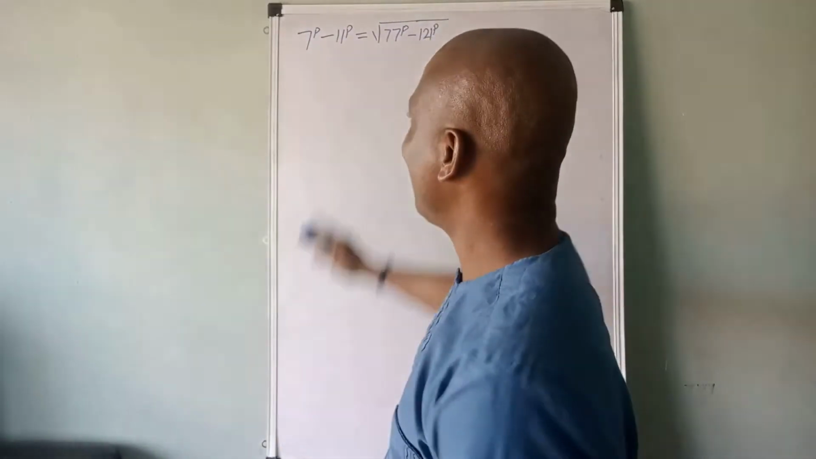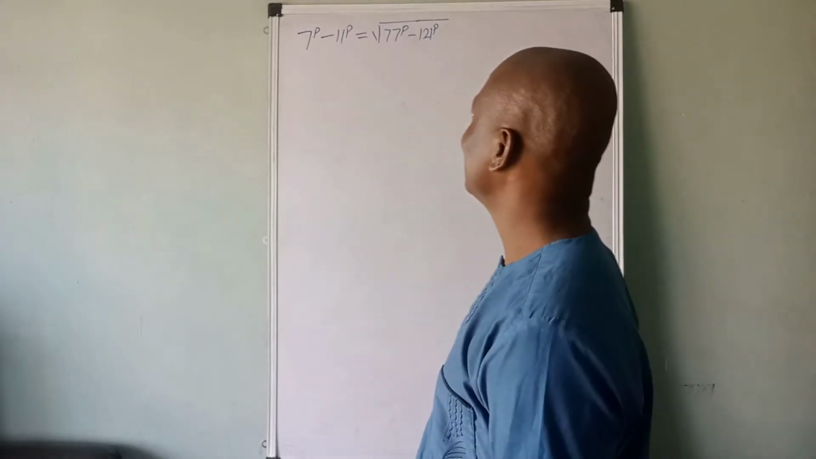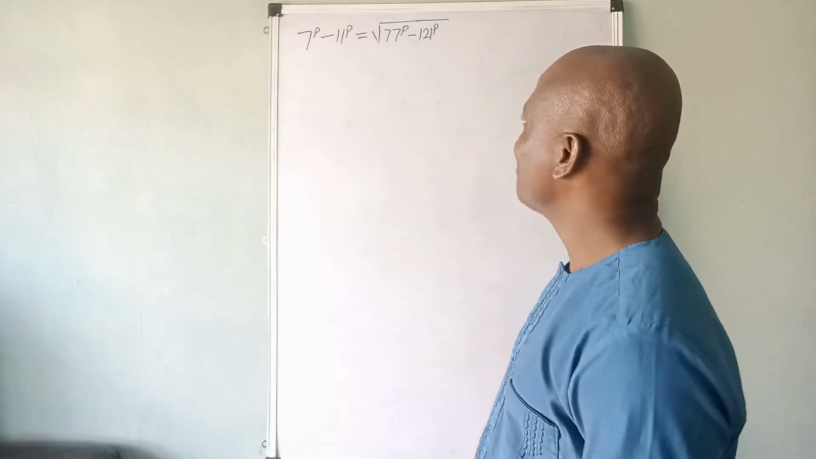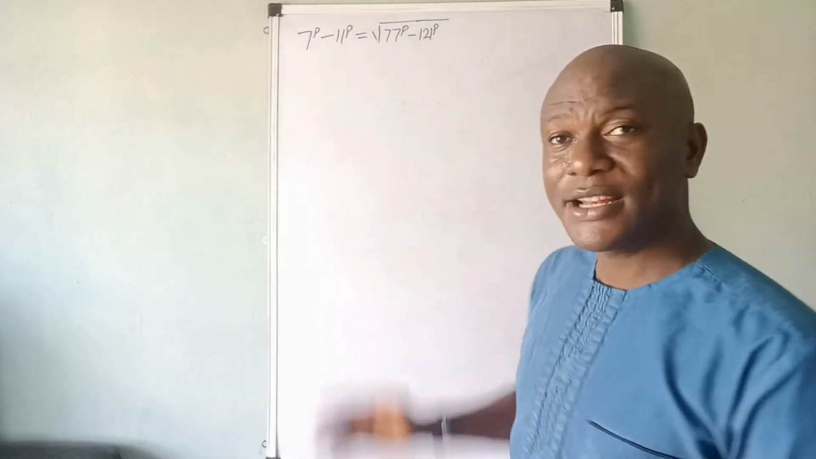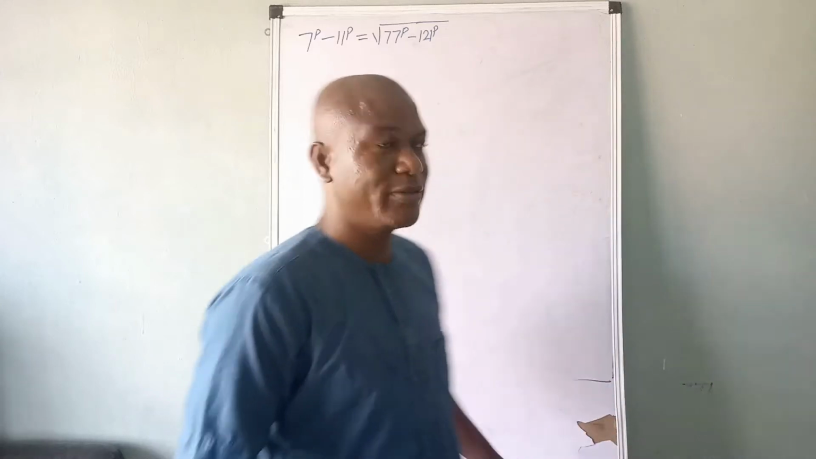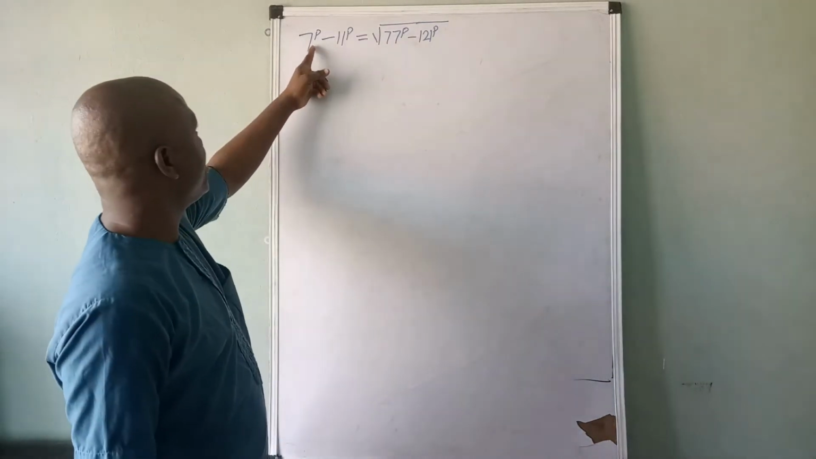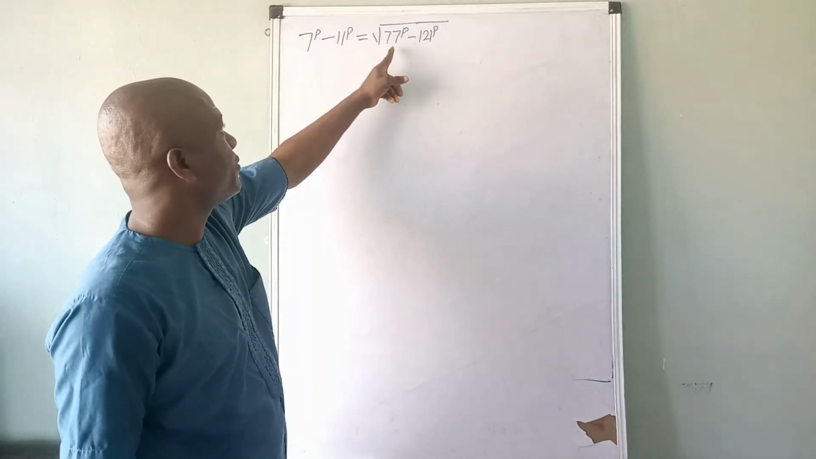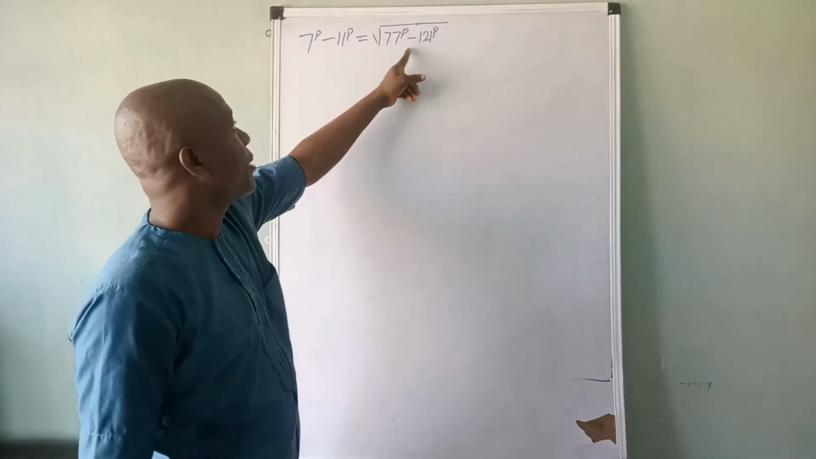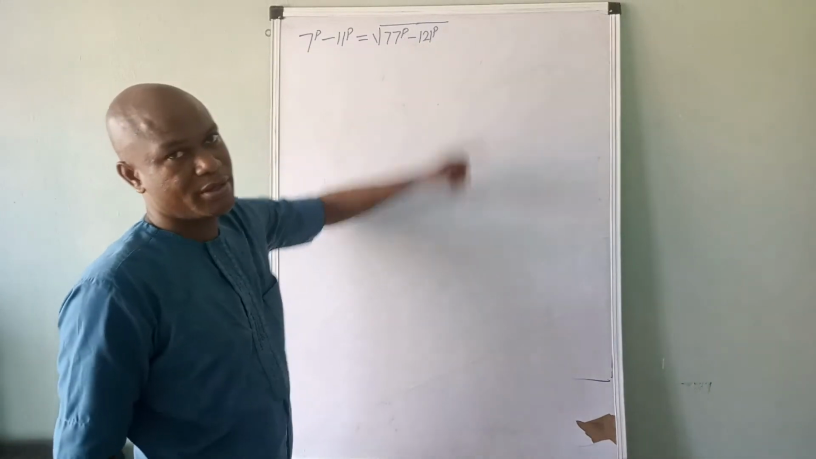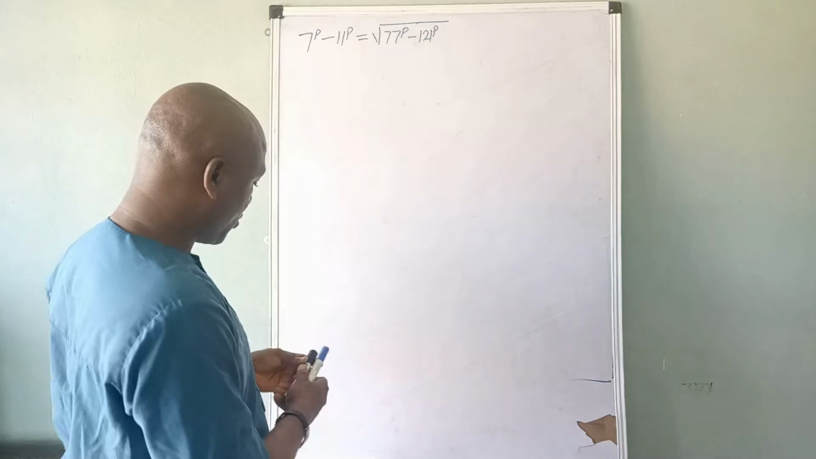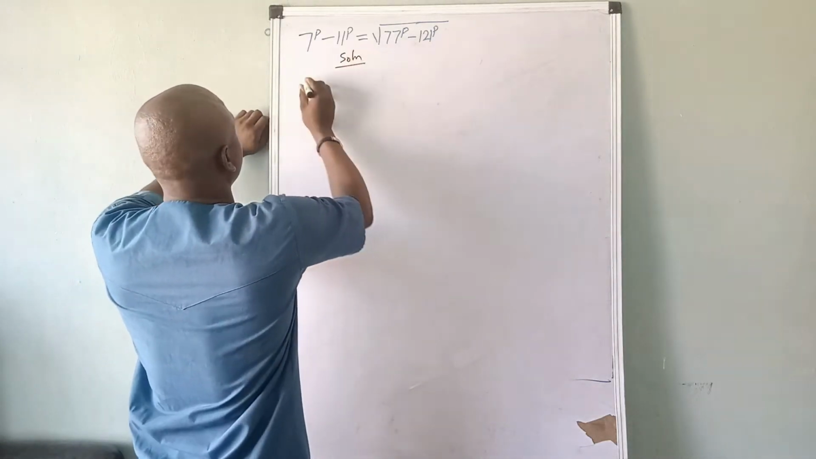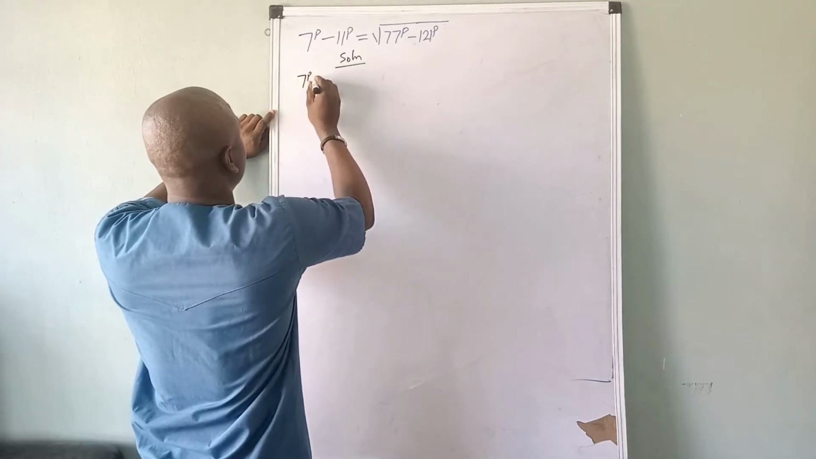Here on the board, we have a nice Math Olympiad question. It's an exponential Math Olympiad question that is yearning for our solution, and we must solve it. 7 raised to the power p minus 11 raised to the power p is equal to the square root of 77 raised to the power p minus 121 raised to the power p. So, solving this problem, you bring down the question as was given.